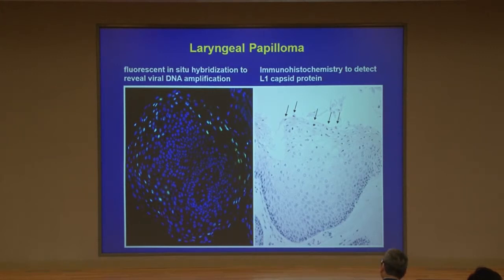So we'll get to that in a bit. And this is a more recent in situ hybridization, laryngeal papilloma. This is a low-risk virus. You can see the fluorescence in situ. The green signals are the viral DNA. The signals are only sporadic, not in all the cells, but in some of the differentiated cells.